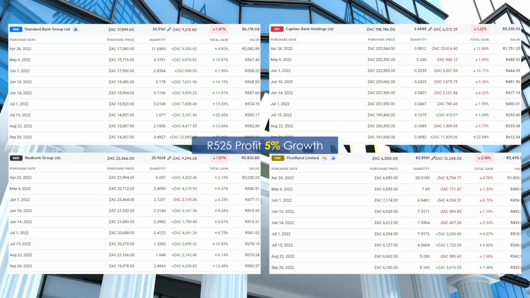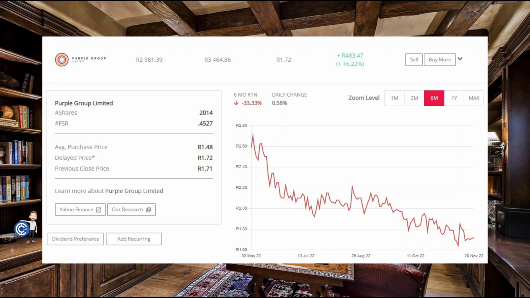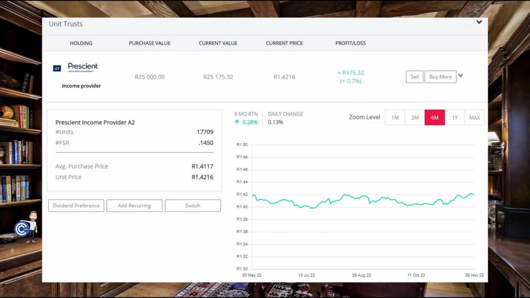Then the last 2 profits on this side were, first of all, Purple Group with a 16% profit, but I bought this a while ago and the share went down, but I bought low enough that it's still in a profit. Then lastly, we have our Prescient Income Provider with a small 0.7% profit.